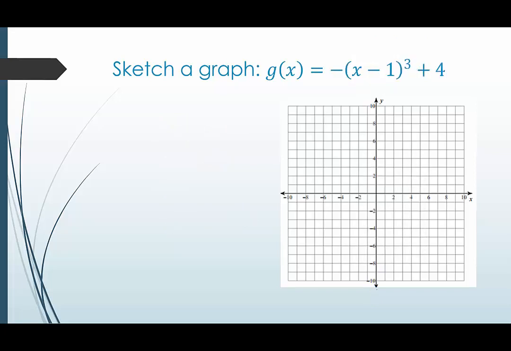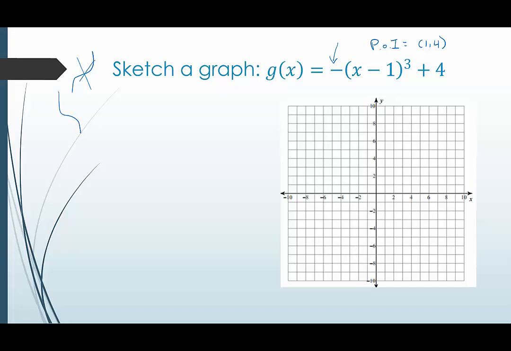Let's look at one more example. Here we want to sketch a graph of g of x. Okay, so first, the point of inflection. Let's figure out what that is. That's going to be at 1, 4. There's also something else interesting about this equation. We have the negative here. So normally our parent function looks like this, but this negative means it's going to be the other way. It's going to look like this.